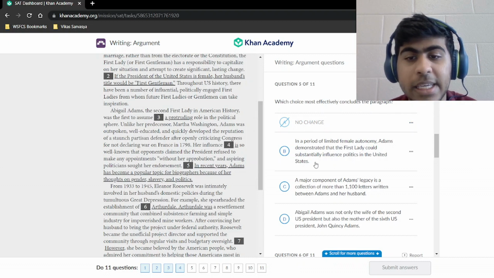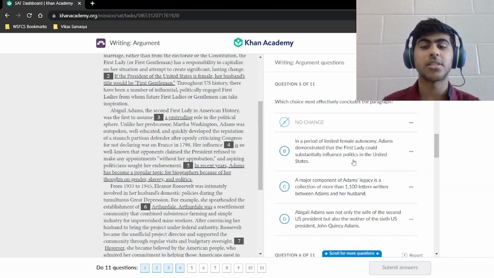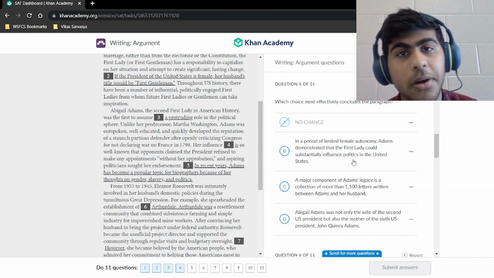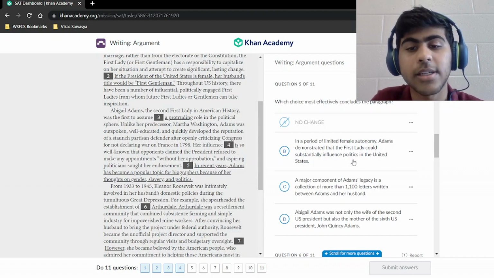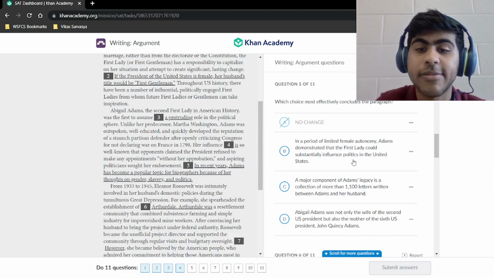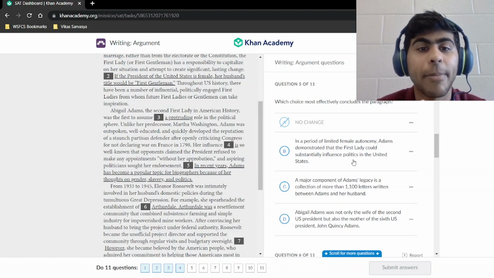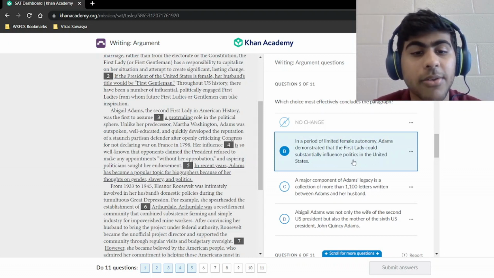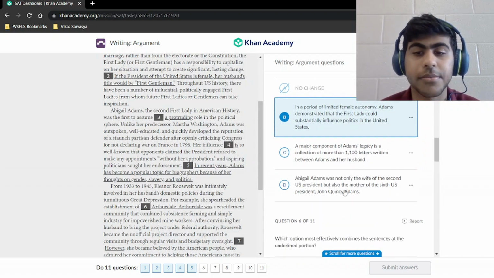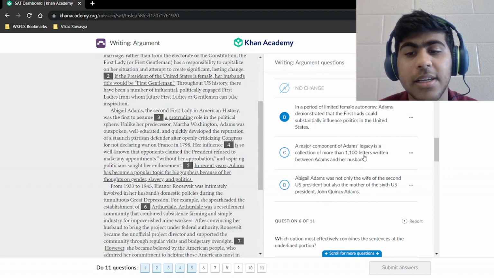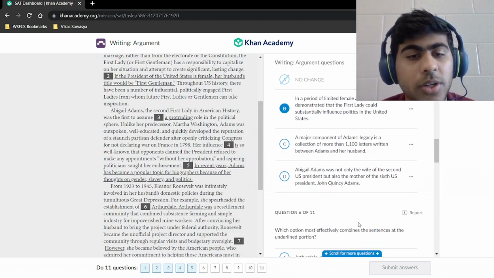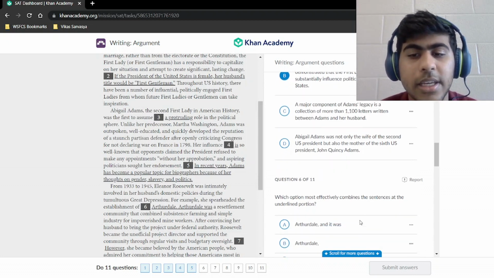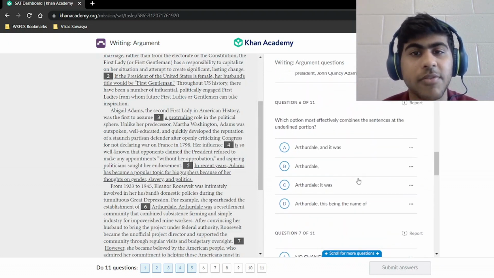That's incorrect. Choice B, in a period of limited female autonomy, Adams demonstrated that the First Lady could substantially influence politics in the United States. That is spot on. It tells us that she is influencing the politics. She's actually making a difference, and it's juxtaposing that with the point that in that time period, women had barely any freedom whatsoever and had barely any influence whatsoever. So this is able to juxtapose those two ideas and set up the increased amount of First Lady involvement in legislation. The other two choices: a major component of Adams' legacy is a collection of more than 1,100 letters written between her and her husband. Doesn't really say anything about what we're trying to get across in this passage. And then saying she's also the mother of the 6th U.S. president is just some extraneous information that we don't need.